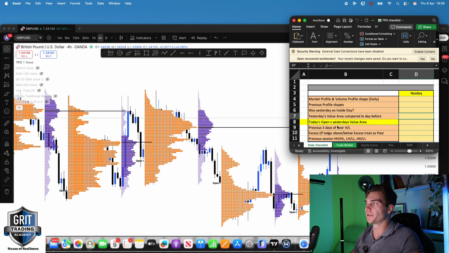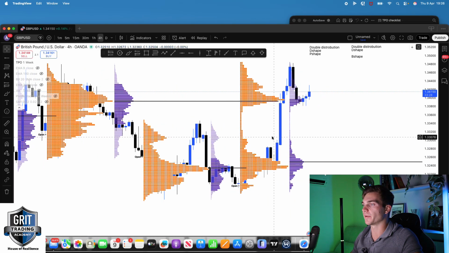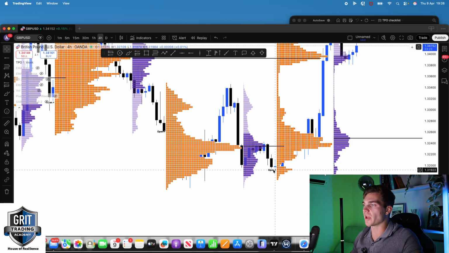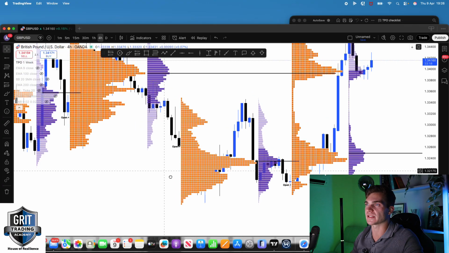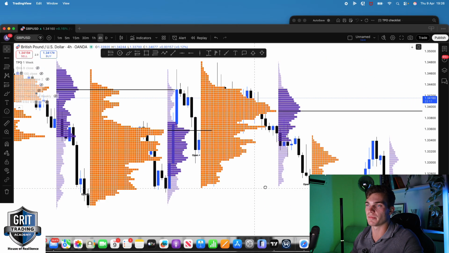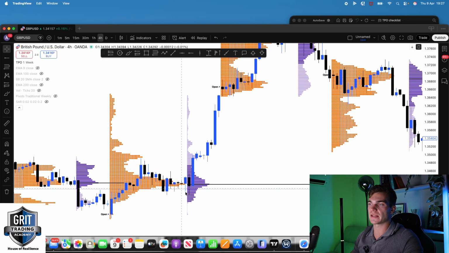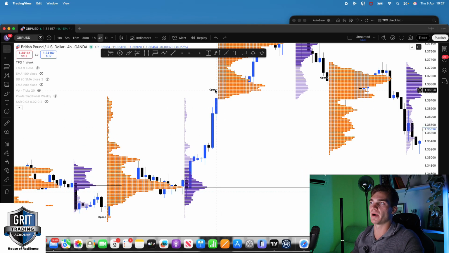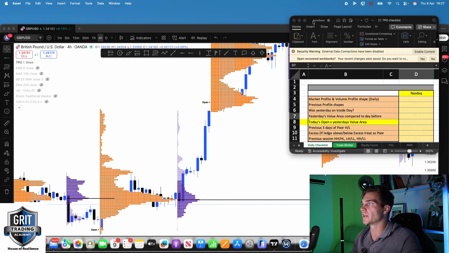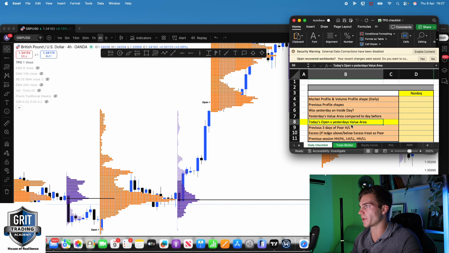Now, today's open versus yesterday's value area. So if we're looking at this week here, we can see that the open is contained inside of the value area. So that goes down as 0. With this one, we can see that the value area low is here and we've opened below it. So that goes down as a -1. And then for this one here, we can see that the value area is below and the market has opened above the previous week's value area. So that's a +1, that's a bullish signal. So that again goes into this one here.